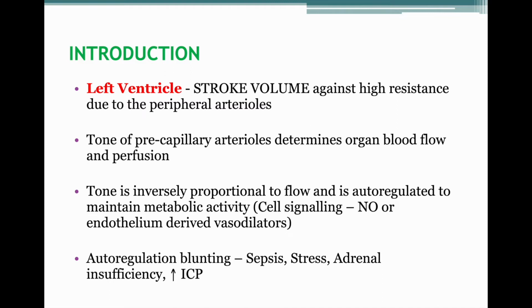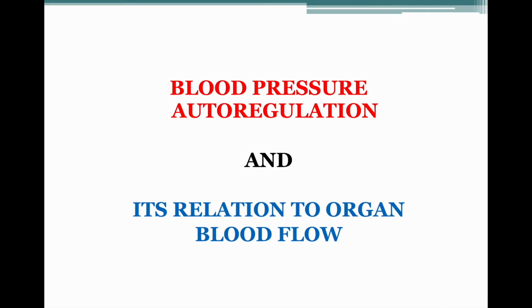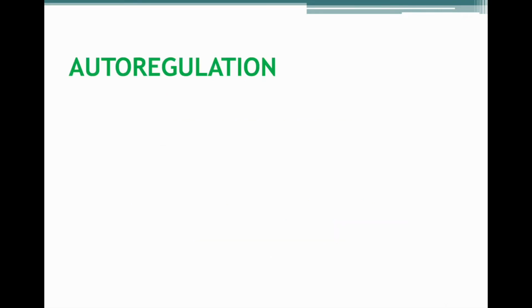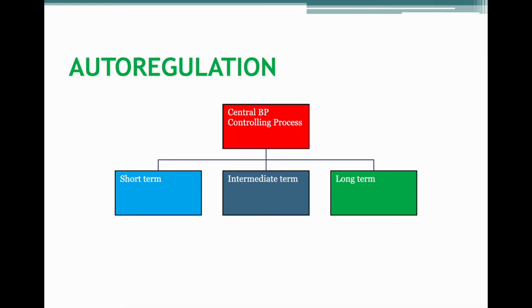We'll discuss that later. So, blood pressure autoregulation and its relation to organ blood flow. The autoregulation is the central BP controlling process, and this can be short term, intermediate term, and long term. For example, our BP shoots up very high. So what are the immediate mechanisms that act to bring it down? What are the intermediate and the long term? Okay, suppose the BP falls very low as in septic shock. What are the short term measures that act? What are the intermediate terms? And there are the long term measures. So let us see how the body copes with it.